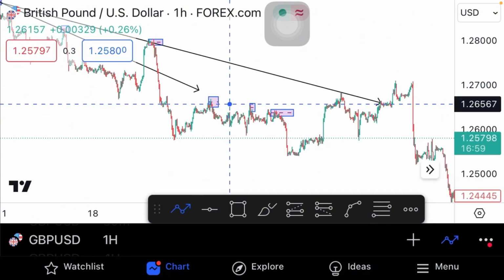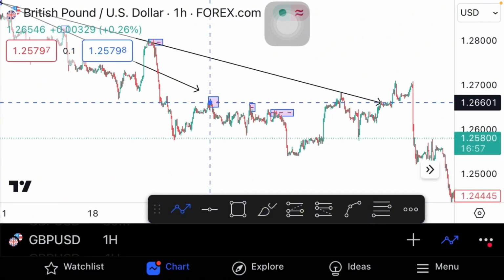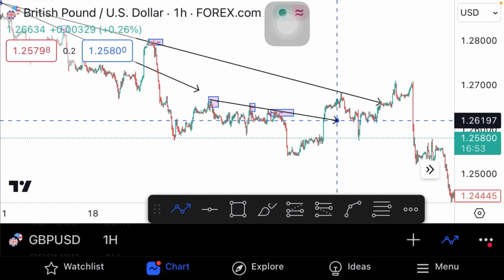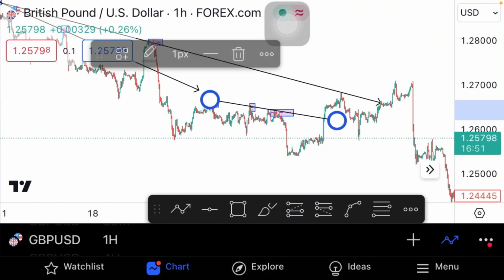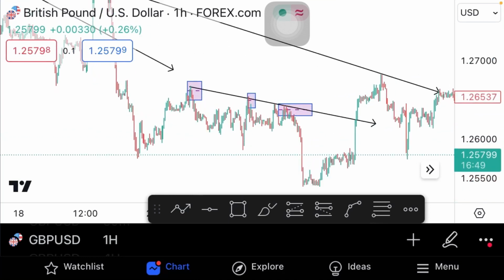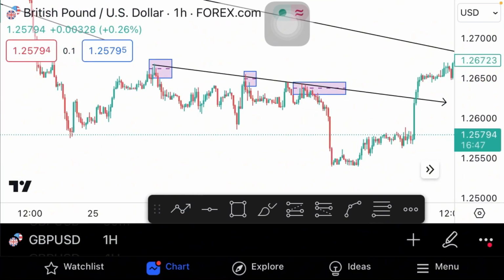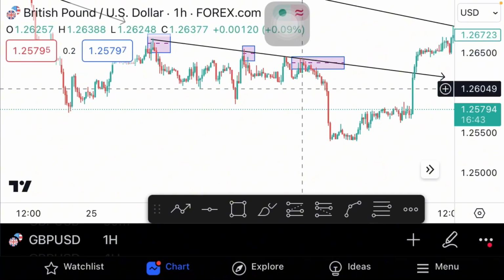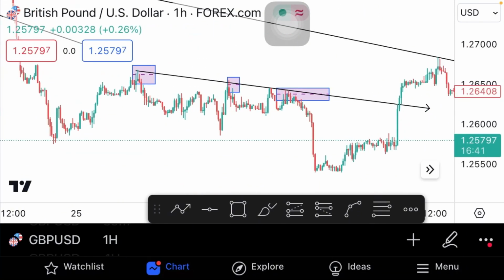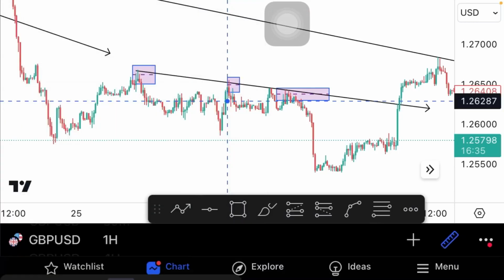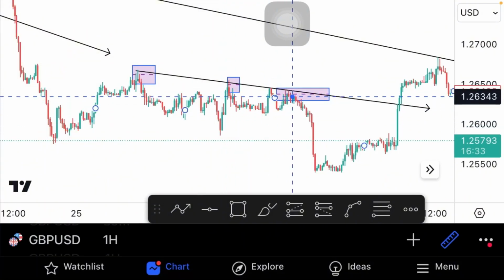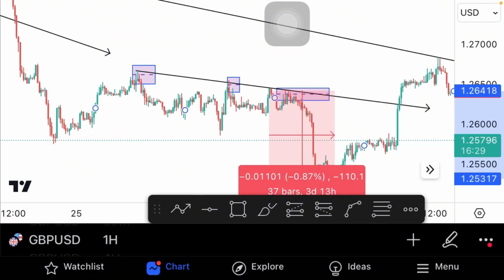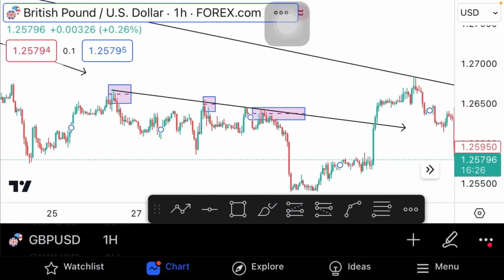We're going to connect this peak here to this and to this. You can see how price came and gave us a first touch here, second touch, third touch, and price dropped massively down. Let's see how many pips this drop gave us. It is 110 pips. This is 110 pips.